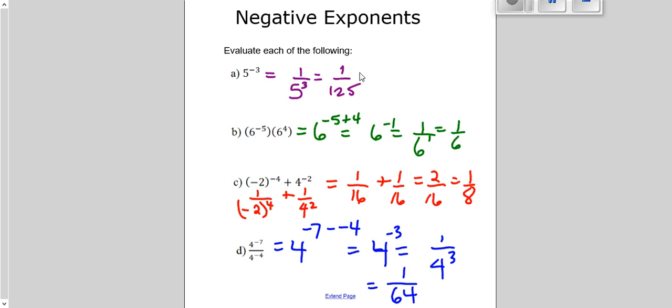Okay, so if we can remember that when you have your exponent that's negative in the numerator, it goes to the denominator. And still remembering all our exponent rules, we can evaluate these.